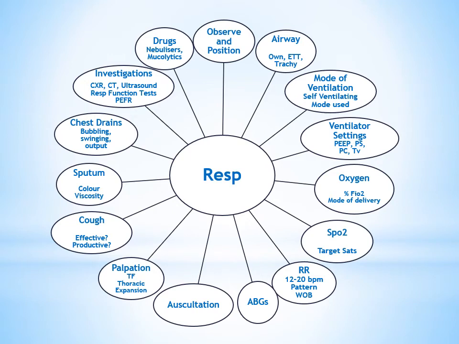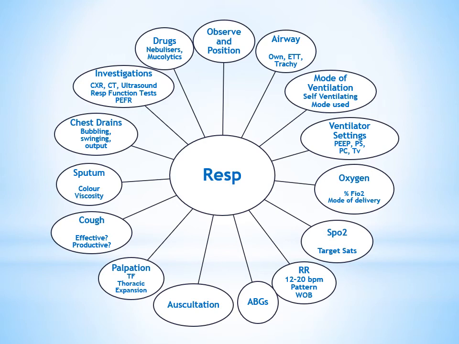Our final system to look at is our respiratory system. Firstly, observe and position. Look at the patient and their positioning. Are they in an optimal position for ventilation? If not, could you consider this as part of your treatment? Good positioning of a patient can greatly affect someone's respiratory system.